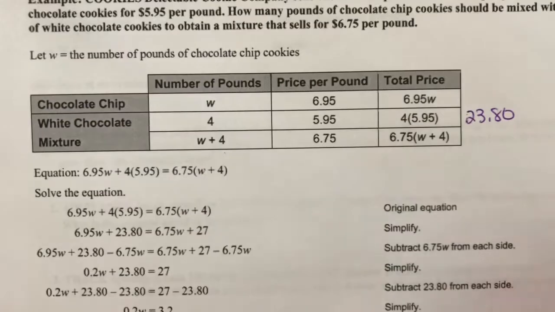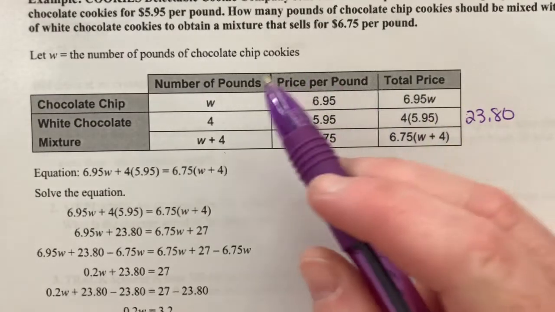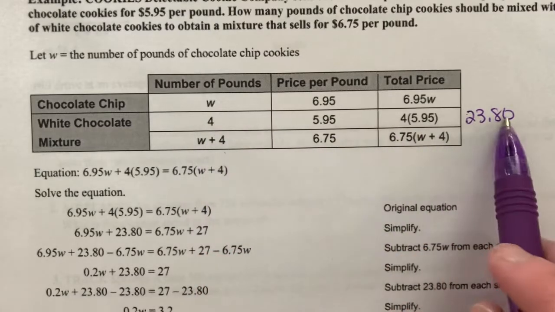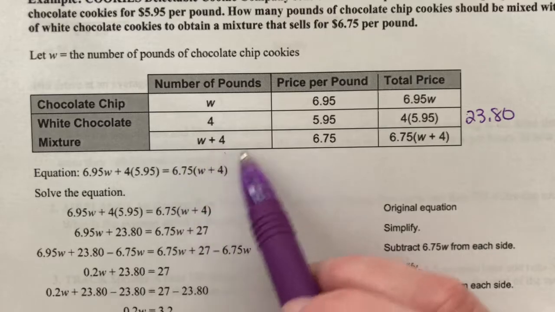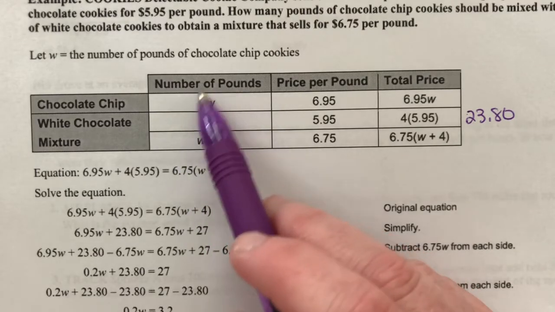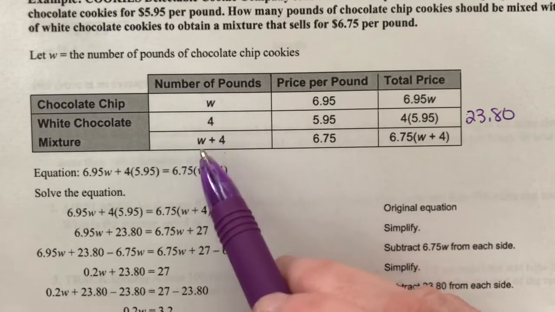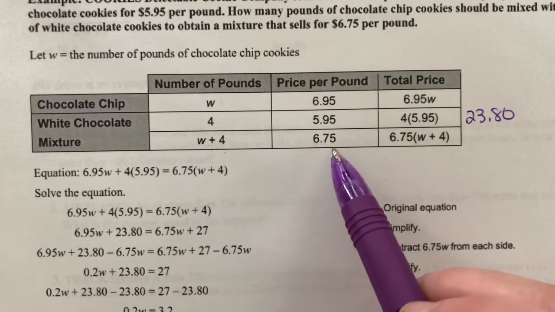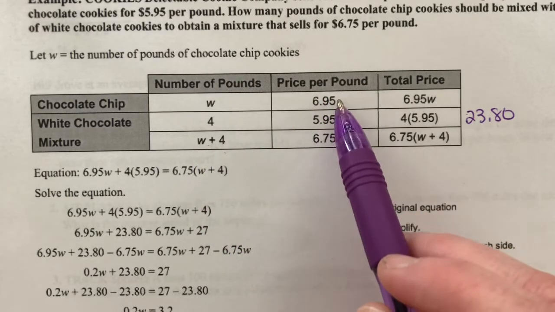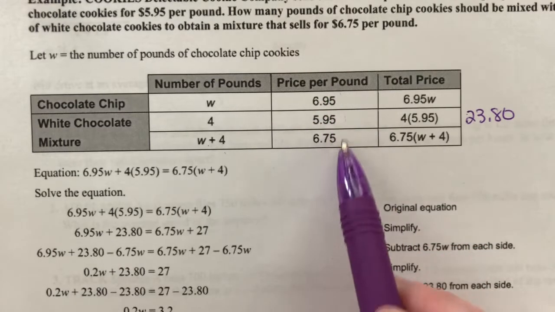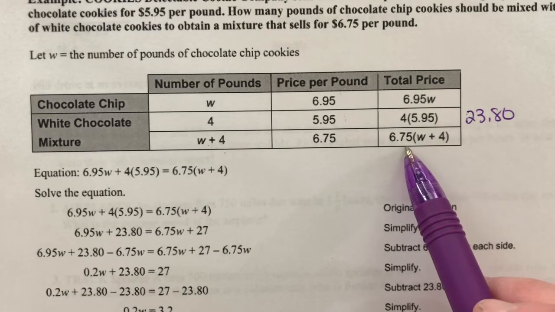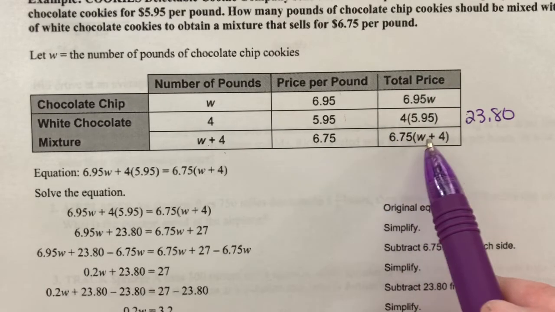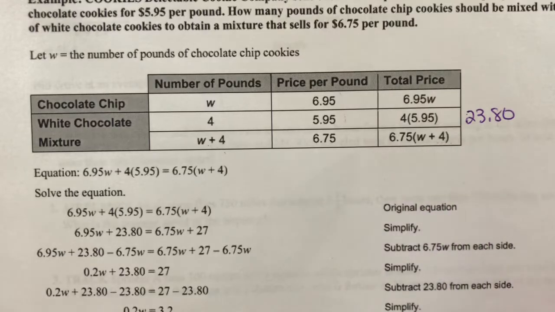Right? We don't know what this top amount is because we don't know how many pounds of chocolate chip cookies we bought. But we know we spent this much total on 4 pounds of white chocolate. So if we mix them together, we've got number of pounds of chocolate, number of pounds of white chocolate, and price per pound. We know chocolate's this, white chocolate's this, and when we mix them together, it comes out to about this. And the total would be $6.75 times however many we bought of each, right? It would average out. So how would we set that up in an equation?